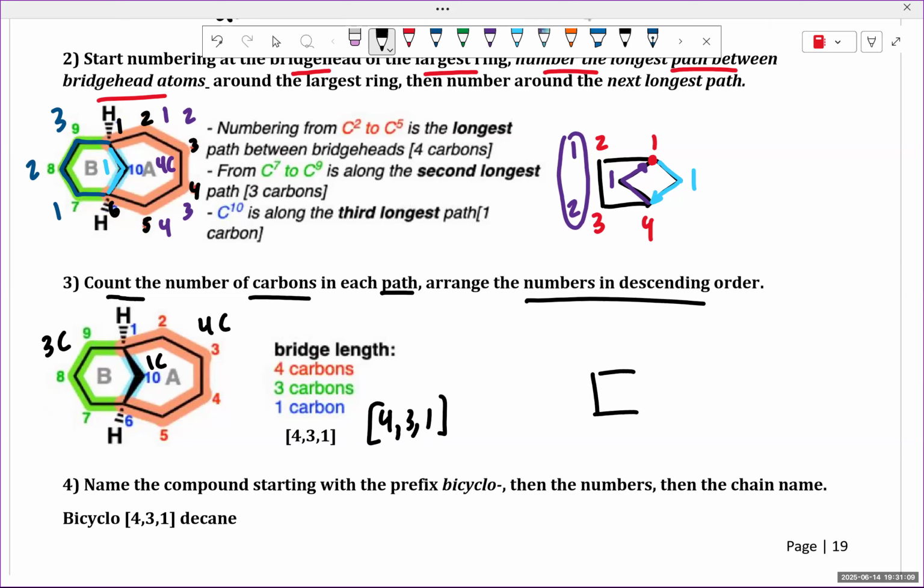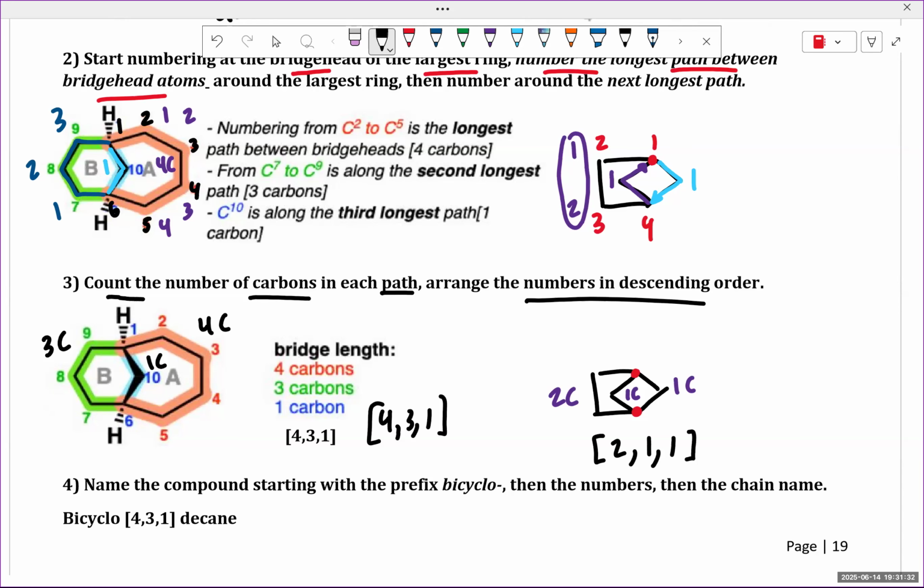Going back to the second example that we've been looking at, we've established that we have a 2 carbon, 1 carbon, and 1 carbon chain between our 2 bridgeheads. So we'd write this as 2, 1, 1.